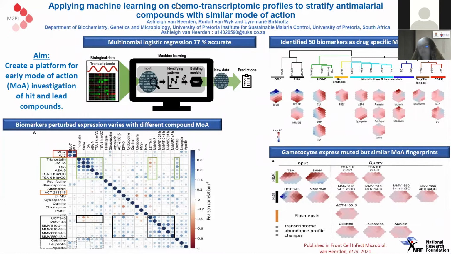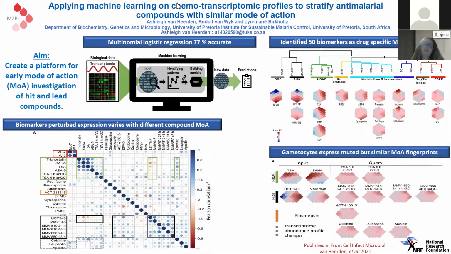Now, in the top right corner, you can see when we visualized these fingerprints, we saw similar fingerprints for compounds that had similar drug targets and mode of action. And this is largely when we look at the perturbed expression of these 50 biomarker genes at the bottom left. We see that there is a strong correlation between perturbed expression within these 50 biomarkers between compounds with similar mode of action and an anti-correlation with those with dissimilar mode of action.